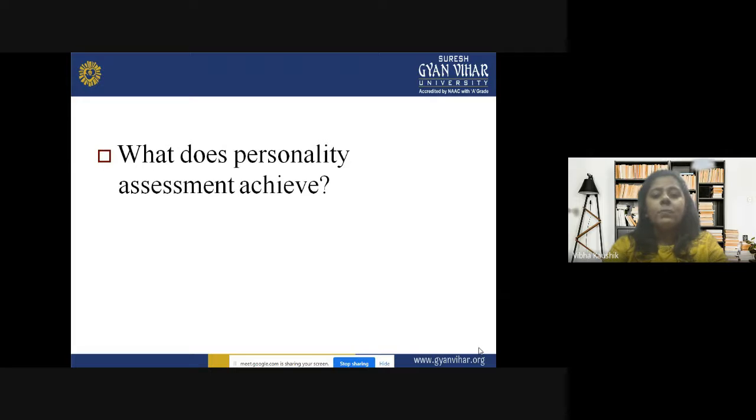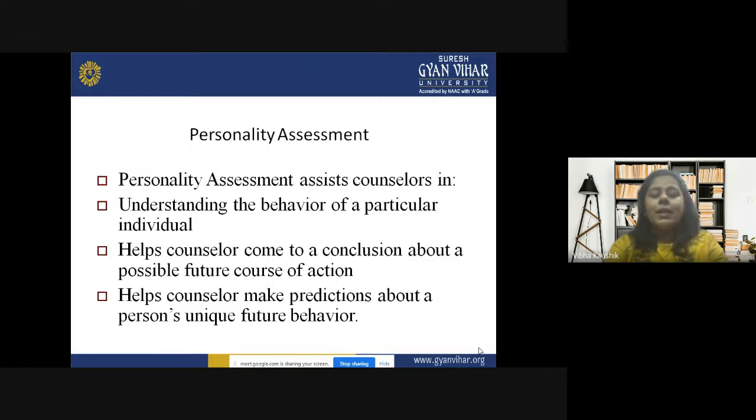Now, what does personality assessment achieve? Personality assessment helps counselors in understanding the behavior of a particular individual. We will be able to understand the behavior of a specific individual if the counselor assesses the personality of that individual.